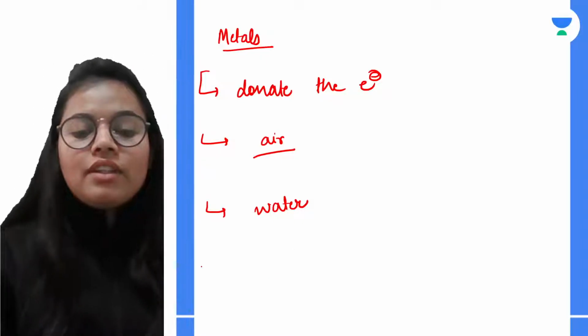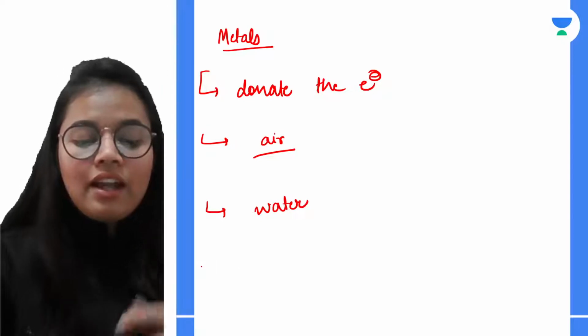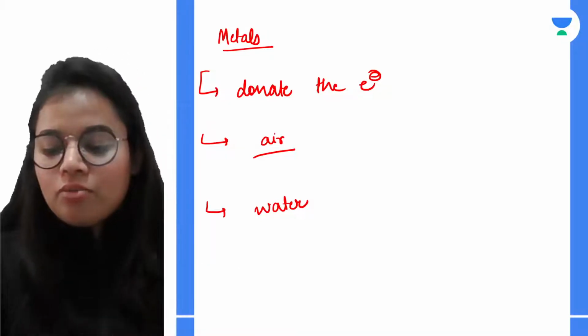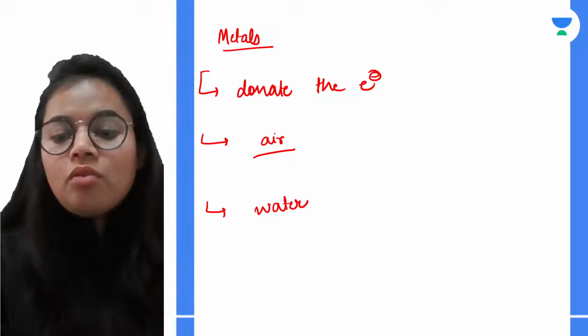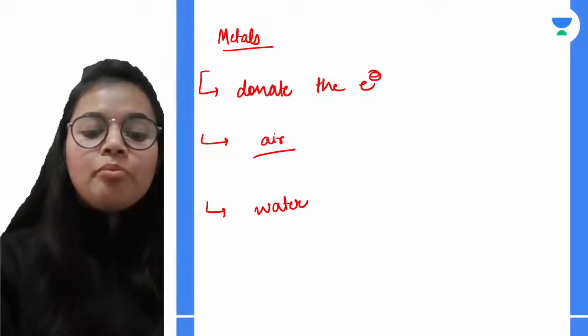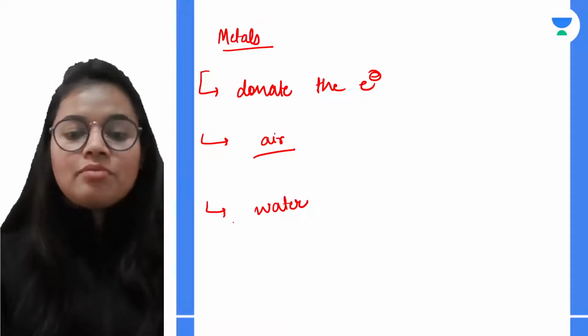Okay, so after that we already discussed that they are highly electropositive in nature, and they are showing different properties related to the positive nature. Now we will be moving on to metallurgy. So basically, what is metallurgy?